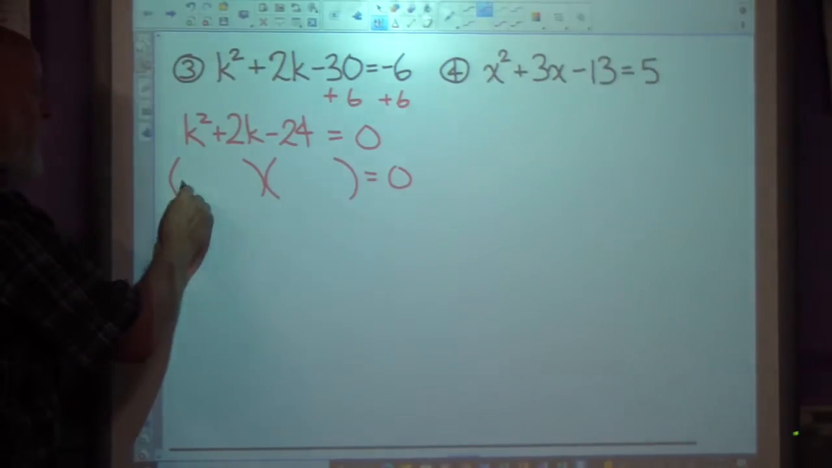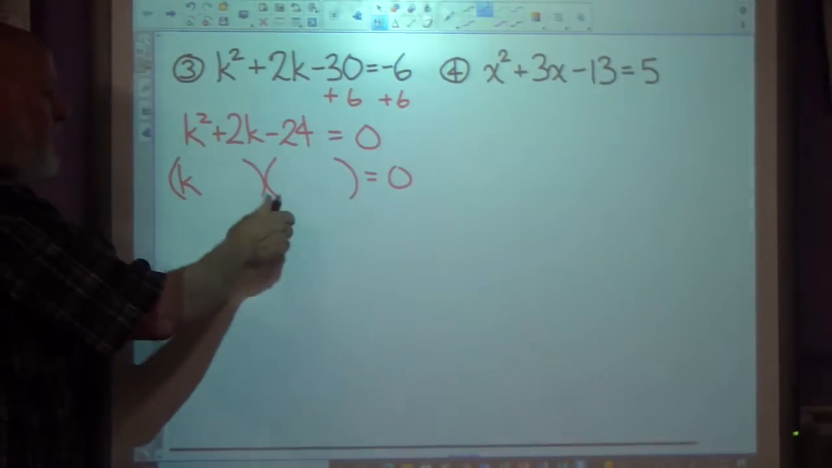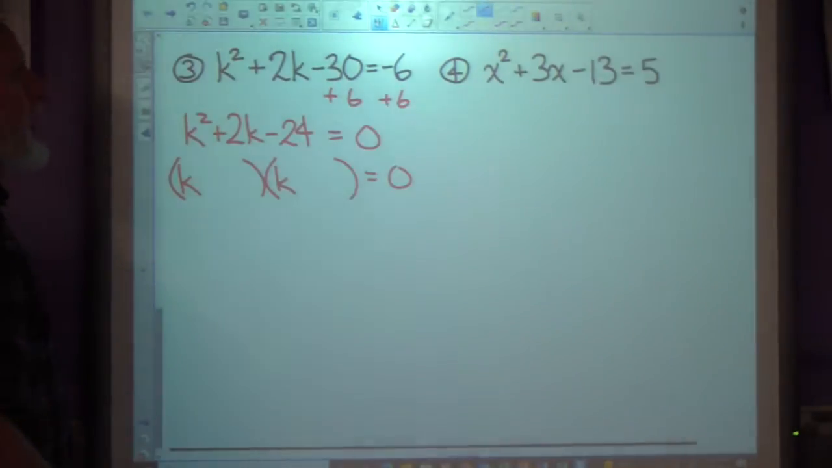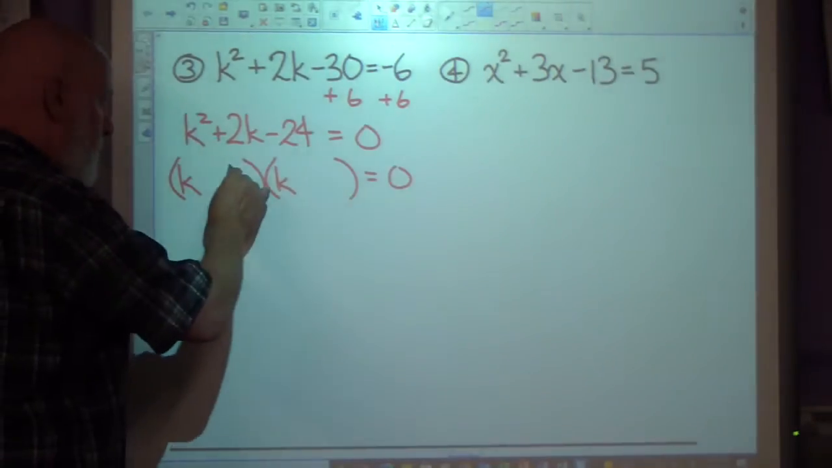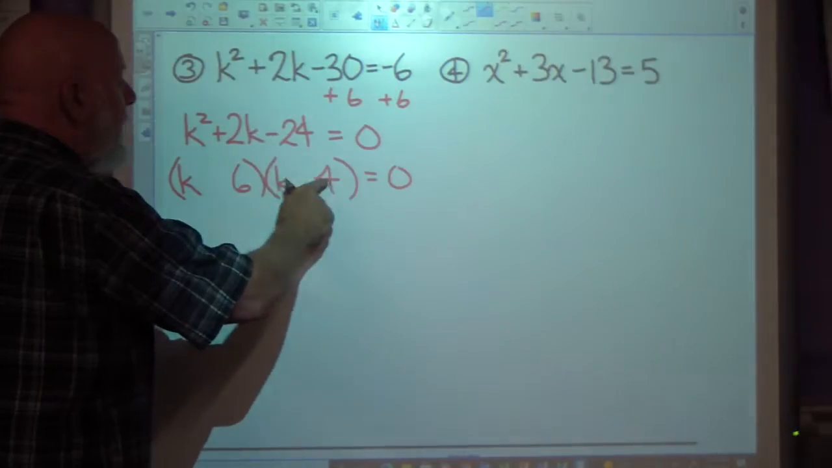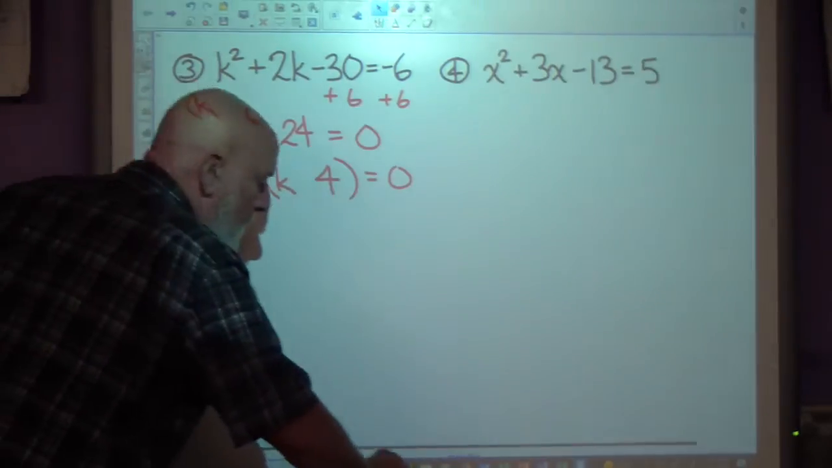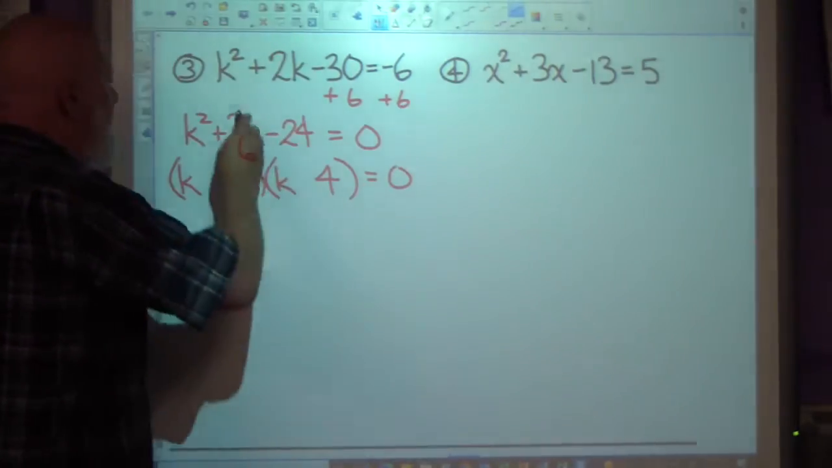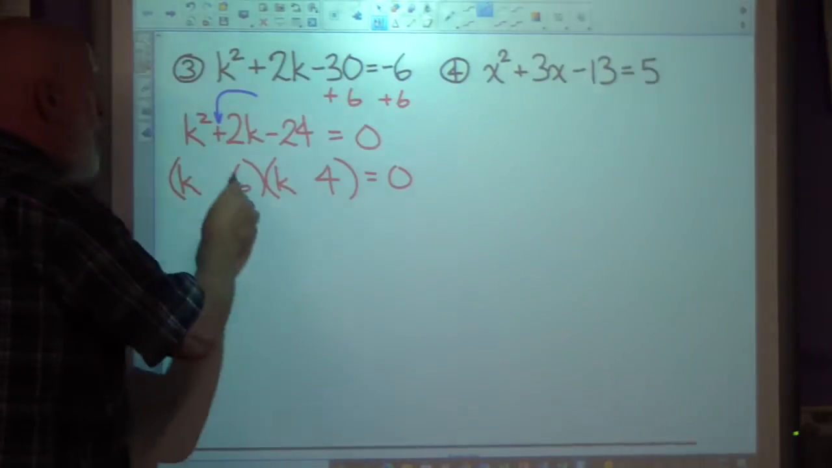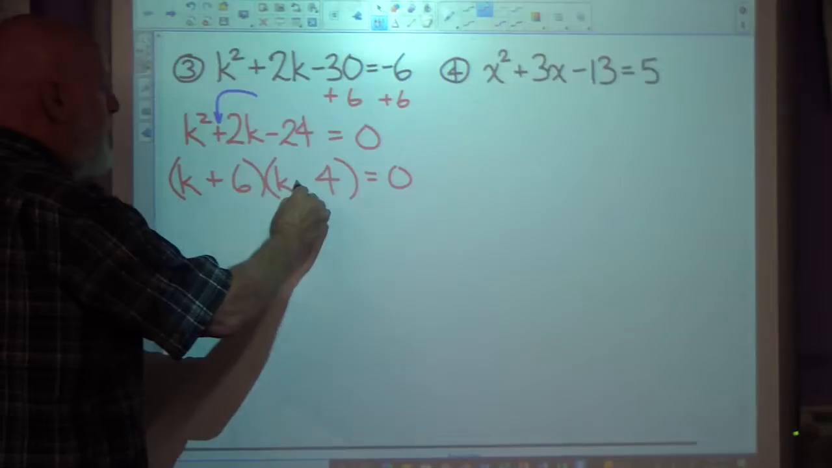Square root of this one here and here, because my leading coefficient is a 1, as we've talked about in the past. Factors of 24 that add up to 2 would be 6 and 4. 6 times 4 is 24, 6 minus 4 is 2. I want it to add or subtract to give me a positive 2, and the only way that can happen is if the 6 is positive and the 4 is negative.